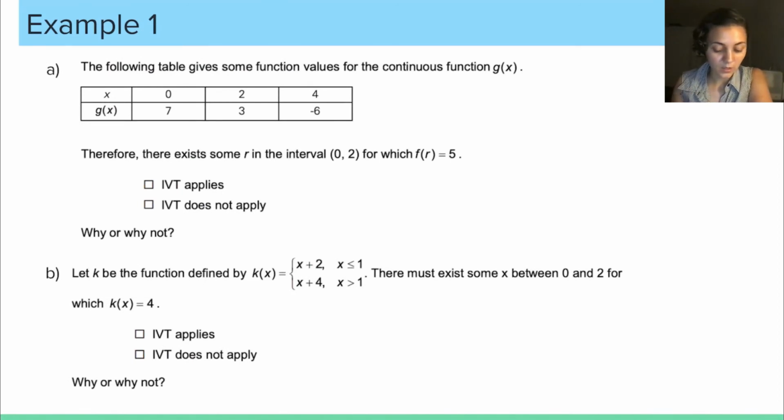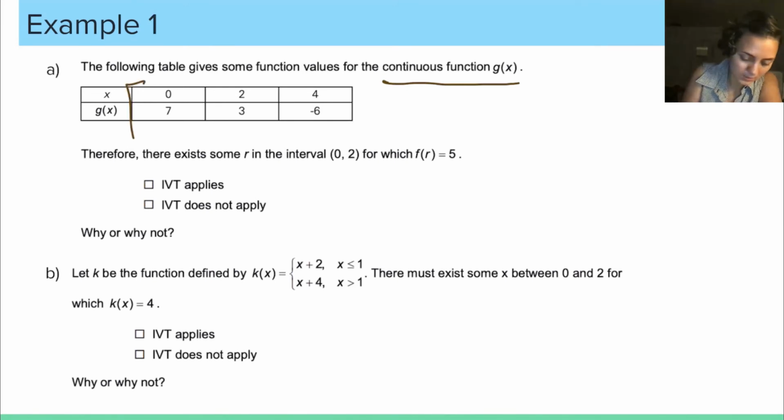So in both of these, we are given functions. We're given a function as a table in part A and an equation in part B. And in both of these, we have to determine, can we apply the intermediate value theorem or not? So we just have to tell, does it apply? So the following table gives us function values for the continuous function g. This is the continuous function g. So it seems like it's going to apply. So it says, therefore, there exists some r in the interval between 0 and 2, so we're just looking between these values, 0 and 2, for which f of r equals 5.